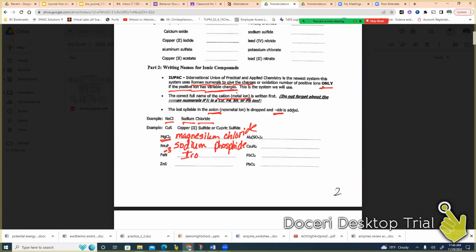I have to use my Fe3, my iron 3. That one nitride was a -3, so I need one iron that would cancel it out. On these, if you don't put the numbers, the Roman numerals, it makes them wrong.